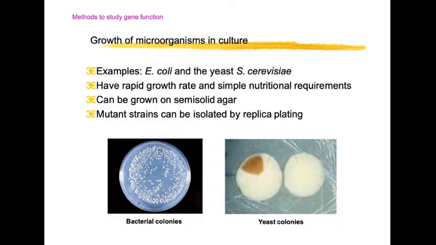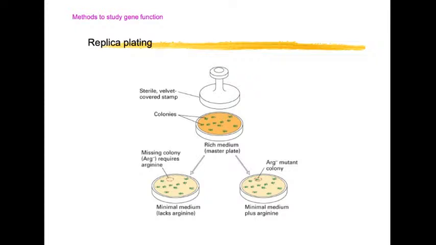And then there's the growth of microorganisms in culture. So for example, E. coli and yeast, Saccharomyces cerevisiae, they have a rapid growth rate. On nutritional requirement, they can grow in semi-solid agar, and mutant strains can be isolated by replica plating. So in replica plating, you have a sterile velvet-covered stamp, and you have arginine missing colonies, arginine negative, and arginine negative colonies are being present in the minimal medium.